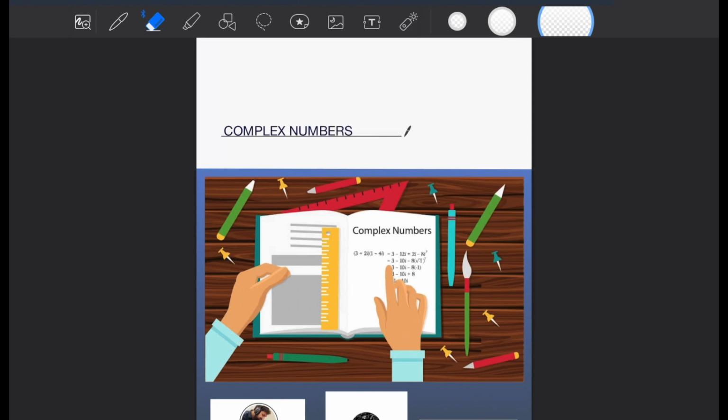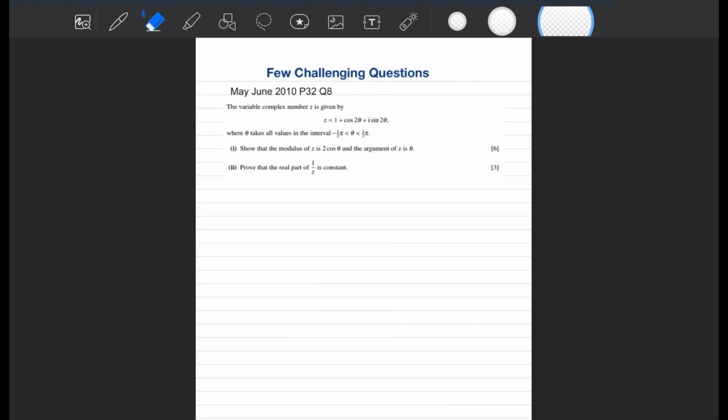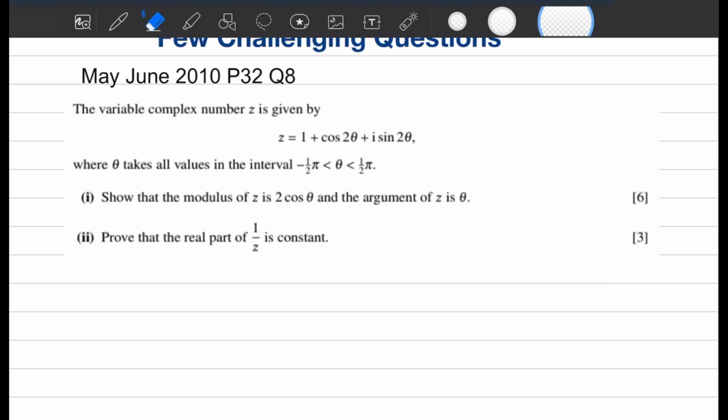Hi guys, in this lesson I'll be solving a few challenging questions of complex numbers. Let's begin with this one.